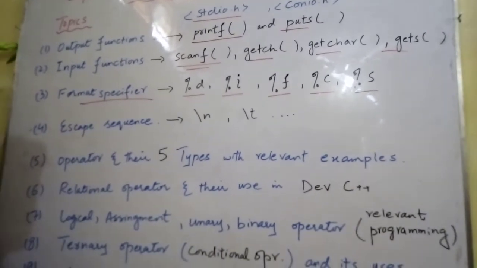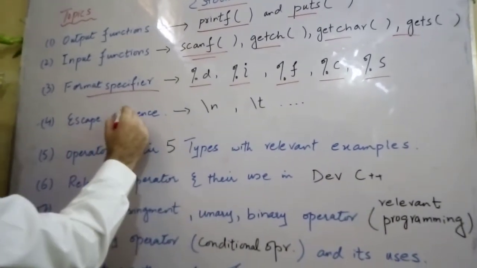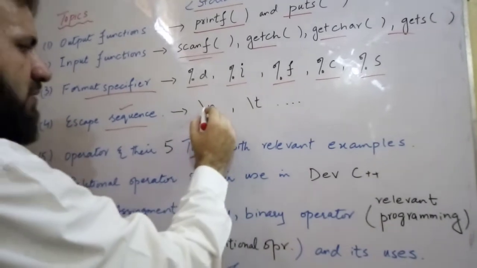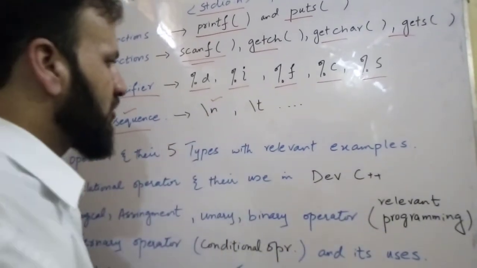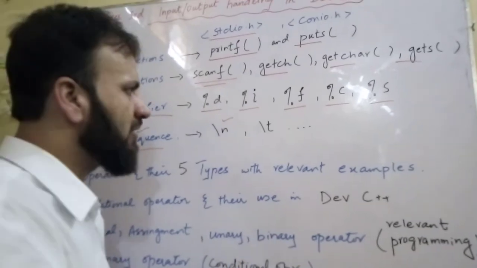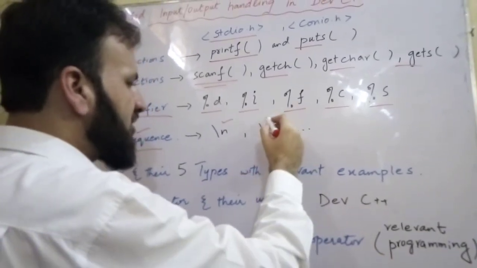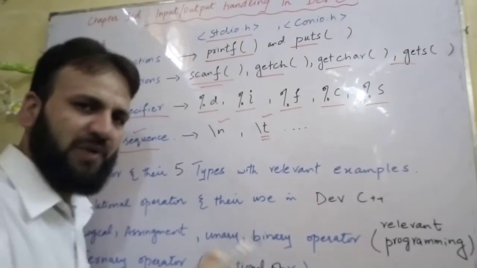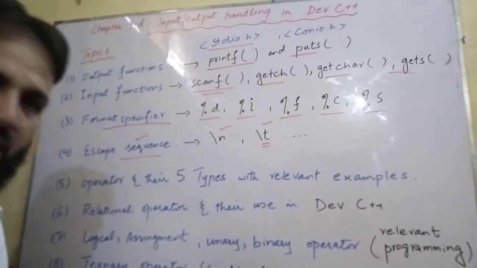Similarly, we will see how to use the escape sequences. \n is used to display the output on the next line; control transfers to the beginning of the next line. Similarly, \t gives a space on the output screen.